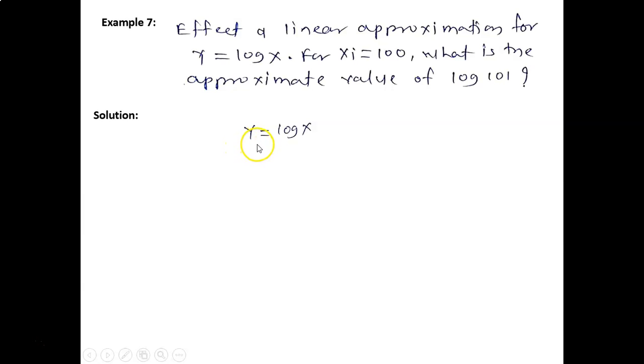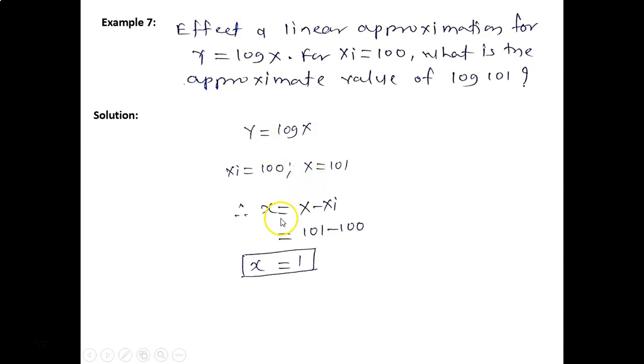The function they have given is y is equal to log x, xi is equal to 100 and x is equal to 101. First of all, we will find out the value of yi, that is the value of y at the reference point I. Before finding that value, we will find out the value of small x. What is the value of small x? Small x is equal to x minus xi, which is equal to 101 minus 100. Therefore, small x is equal to 1.